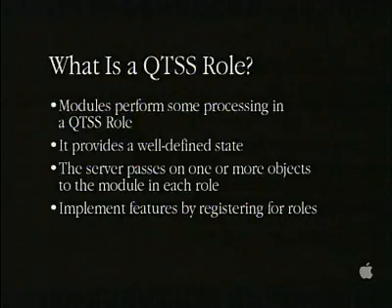So the server provides a well-defined state each time it calls a module in a particular role. And it exchanges information with the module by passing in one or more QTSS objects. I shall explain a little more about QTSS objects later. But the server doesn't know what modules need to be called in any particular role. So when it first starts up, it asks all the modules what roles they handle. This process is called registering for a role in QTSS.